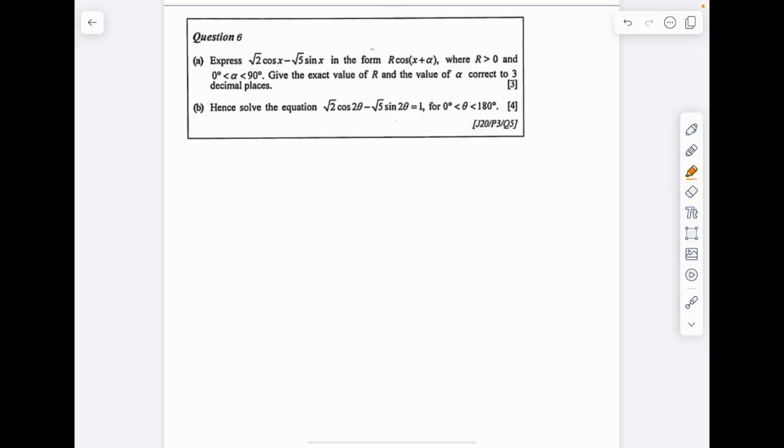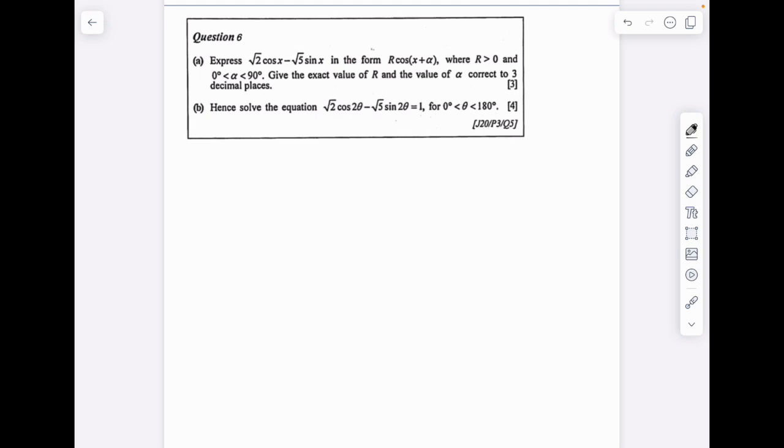All right, guys, now for question 6, we've got a similar type of question. Here it says, express this in the form r cos(x plus a), where r is bigger than 0 and a is between 0 and 90. Give the exact value of r and the value of a, correct to 3 decimal places. So, how are we going to do that?